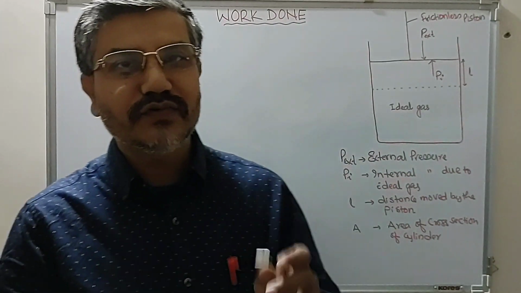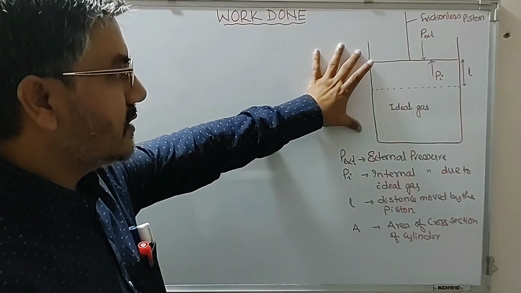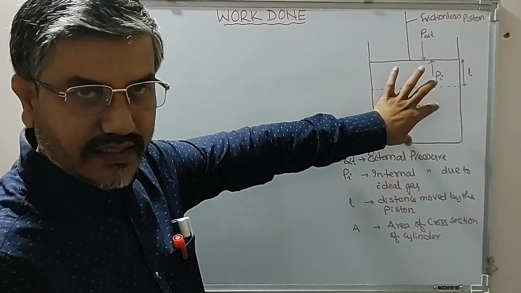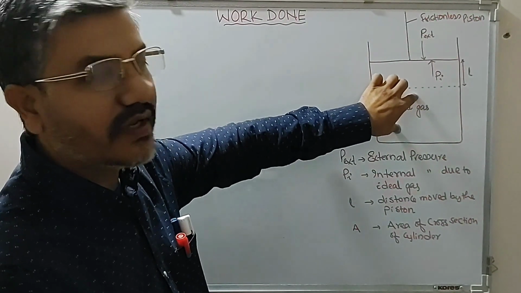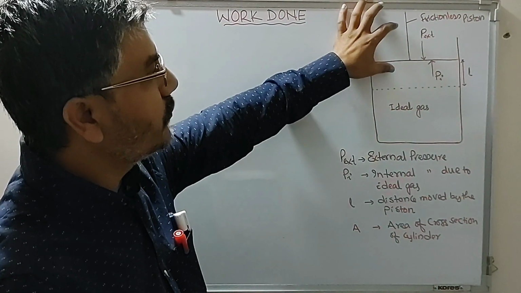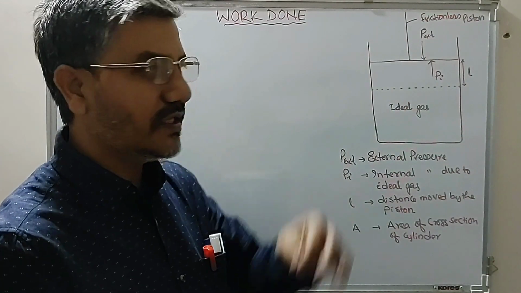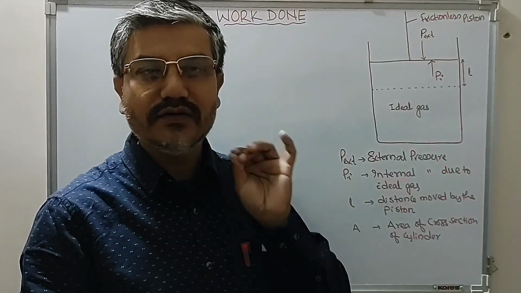So starting with the work done, now we consider a cylinder containing 1 mole of an ideal gas. This cylinder containing 1 mole of an ideal gas is fitted with a frictionless piston so that it can easily slide down or up without any friction.